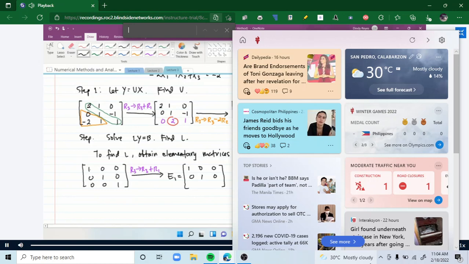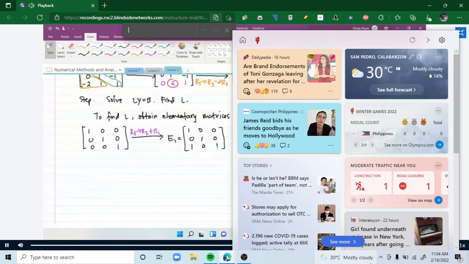Now adding R1 and R3: 1 plus 0, this becomes 1. This is still 0, 0 plus 0. 0 plus 1 is 1. So only one change, this entry. This is an elementary matrix. Now, there is another elementary matrix corresponding to the second elementary row operation that we performed above.